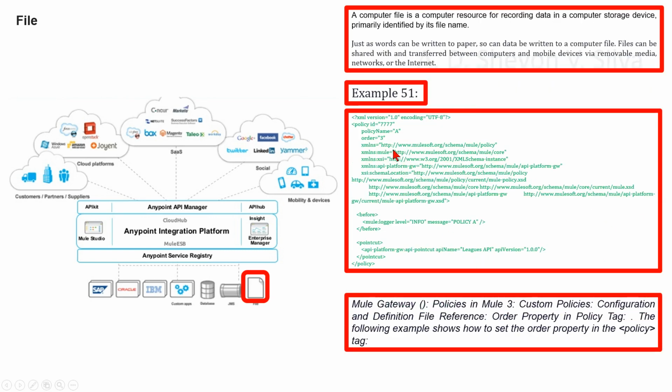Order property in the policy tag. This applies to the configuration and definition file differences in custom policies in Mule 3 in Mule Gateway. You can set the policy execution order using the order property. However, settings for policy execution order in a message processor take precedence over the order settings of the policy tag. Set the order to an integer greater than 2 because the order values 0 to 2 are reserved for cost, throttling, and rate limiting parameters.